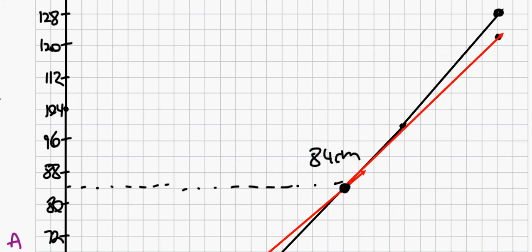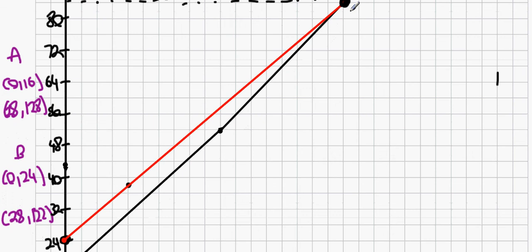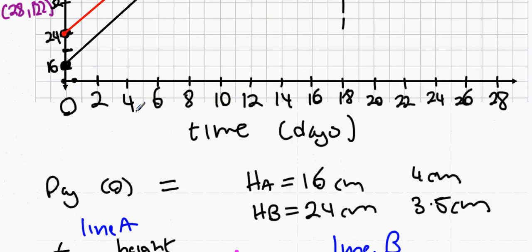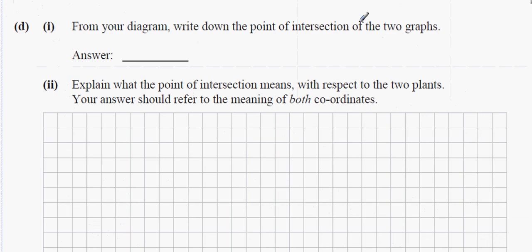and the time, 84 centimeters is when they're the same height, and the time it takes for both of them to reach 84 centimeters is 18 days. Okay, so we'll just have a look at that in a second. Alright, next part. From your diagram, write down the point of intersection of the two graphs. That's what we just did there. 18 days, 84 centimeters.